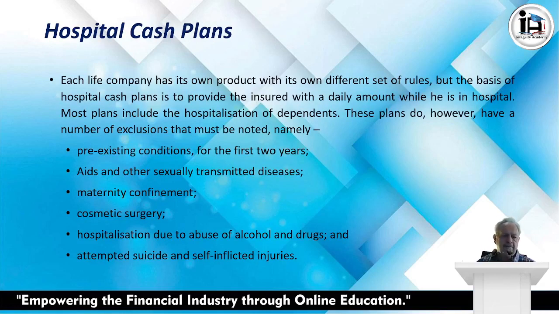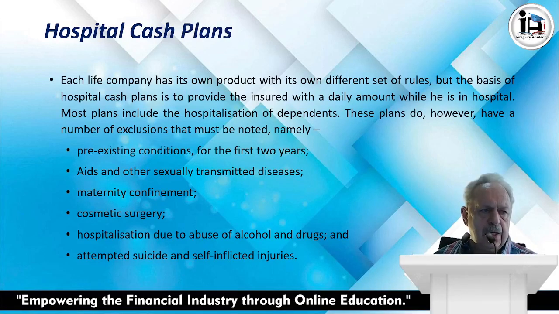Hospital cash plans. Each life company has its own products with its own different set of rules, but the basis of a hospital cash plan is to provide the insured with a daily amount while he is in hospital. Most plans include hospitalization of the dependents. These plans do, however, have a number of exclusions that must be noted, namely pre-existing conditions for the first 2 years, AIDS and other sexually transmitted diseases, maternity confinement, cosmetic surgery, hospitalization due to the abuse of alcohol and drugs, attempted suicide or inflicted injury.